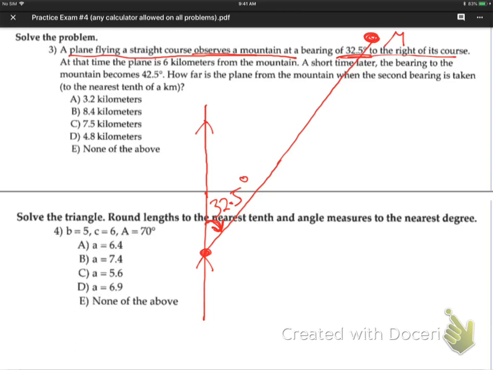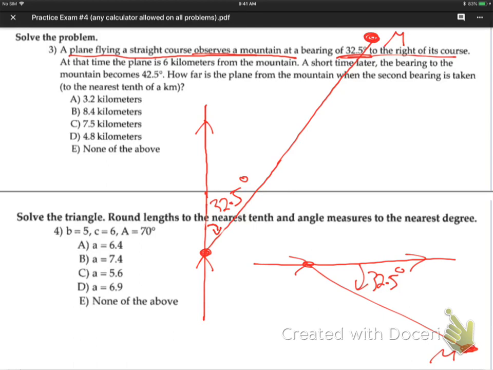My course is straight up. Or I could have made it straight to the right. It doesn't matter. Right, y'all with me? You could have made him flying straight to the right, for example, and he observes the mountain over here, 32.5 degrees to the right. So we don't care which way he's heading originally. He's heading in some straight line, and as you're flying, you look to the right, 32.5, you see a mountain off in the distance. Get the idea?